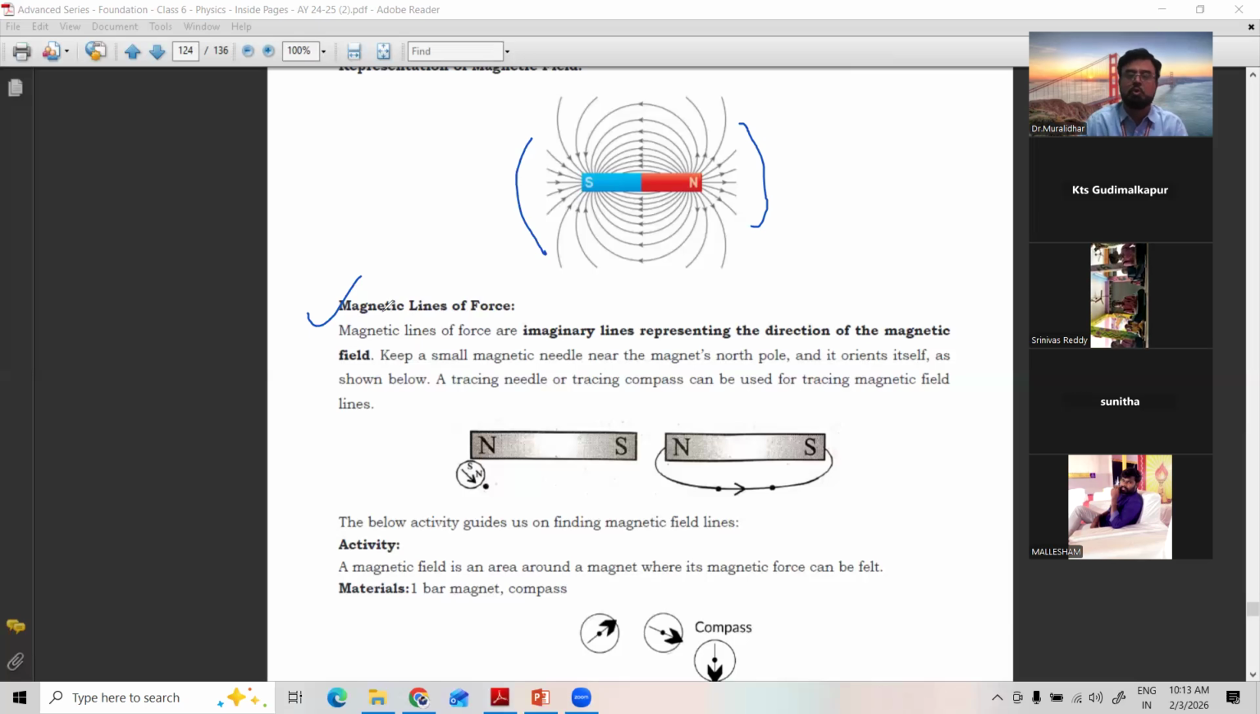Always comes from the North Pole to South Pole. See, they are always parallel to each other. No two lines of forces intersect with each other. See how beautiful the diagram is. No line is intersecting. They are just passing parallel to each other.